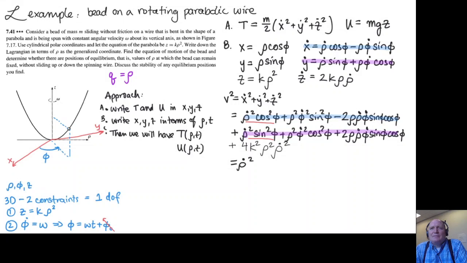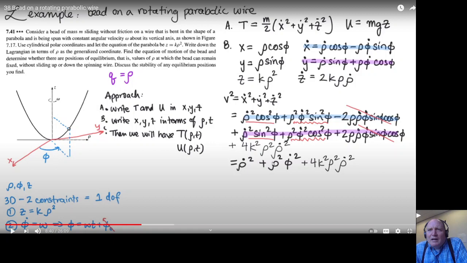The same thing is going to be true with these two terms. I get a sine squared plus a cosine squared with the same prefactor. So I just get the prefactor. And then these two final terms are going to cancel because they're equal and opposite. And then I have my z dot squared term, which is 4k squared, rho dot squared. So now I have a kinetic and a... I think it happened again. Because the line thickness changes.